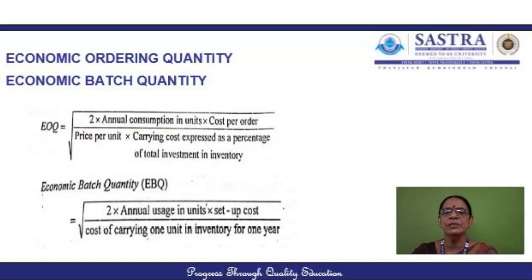Average inventory is 3,600 divided by 2, we get 1,800 bearings. So minimum inventory holding cost per month is 1,800 into 10 paise into 12, which gives 2,160. That is the minimum inventory holding cost per month. We shall pass on to the next formula.